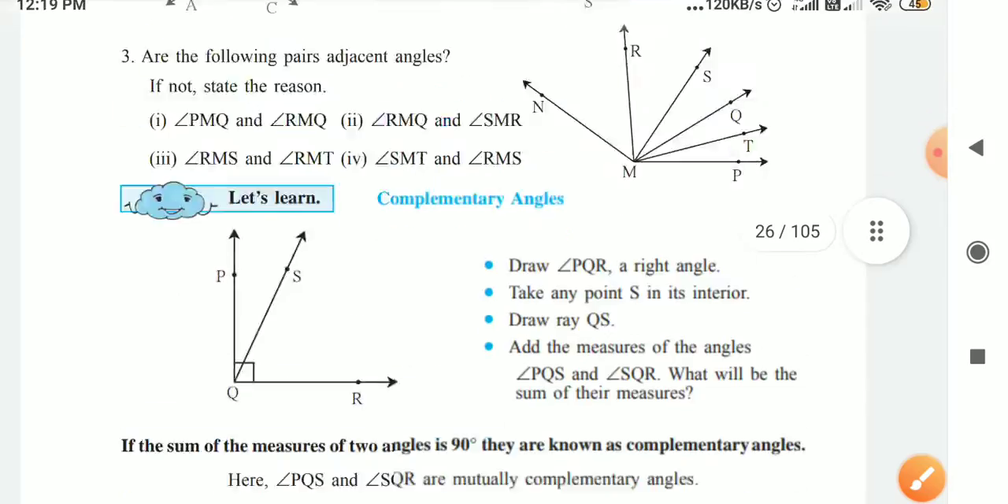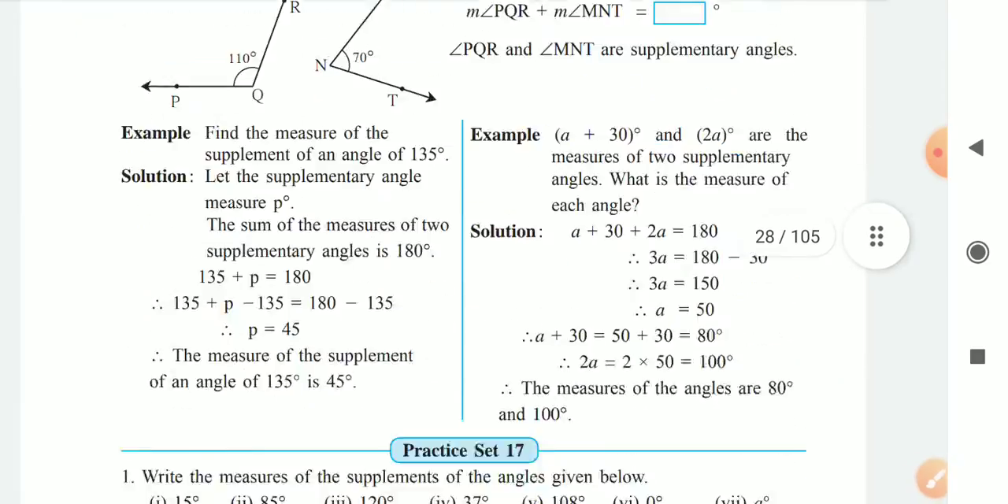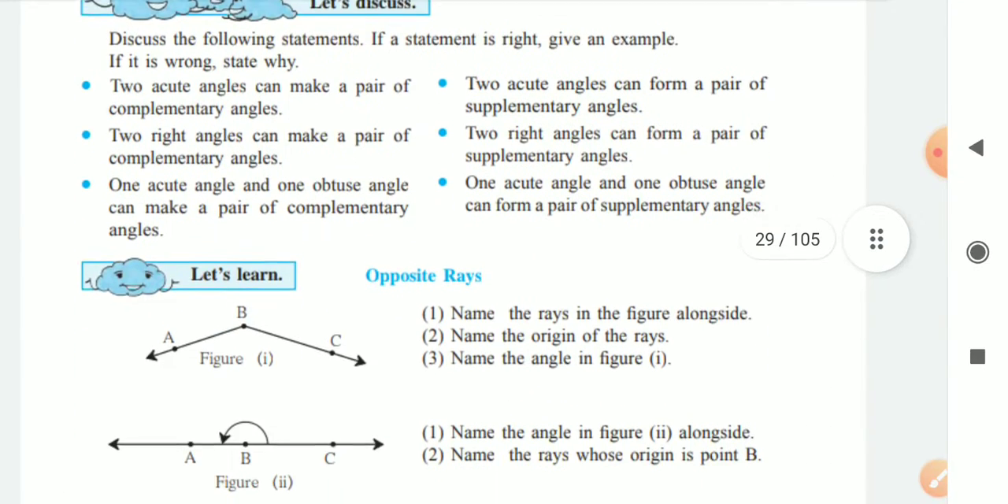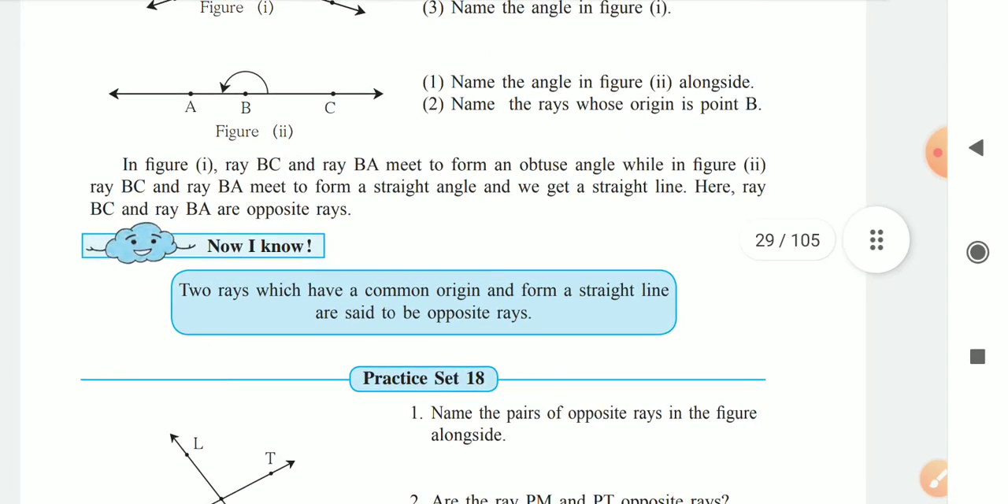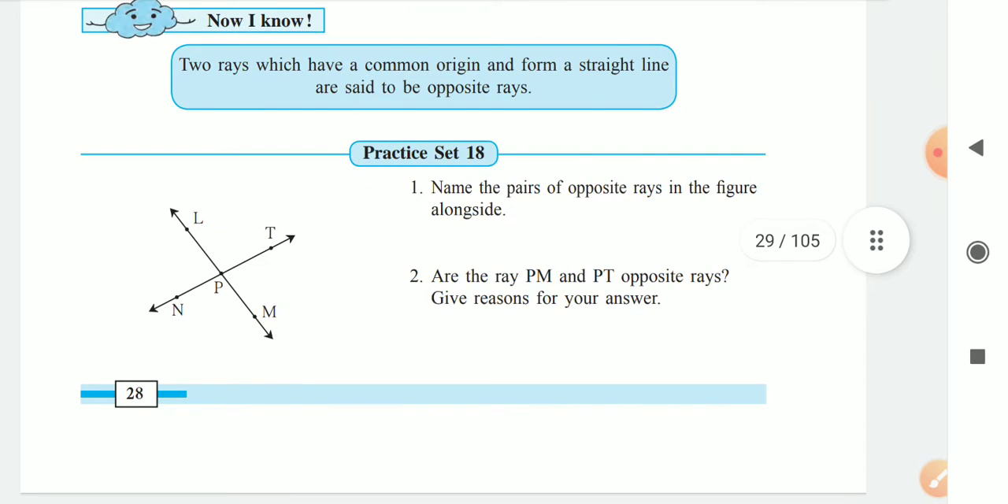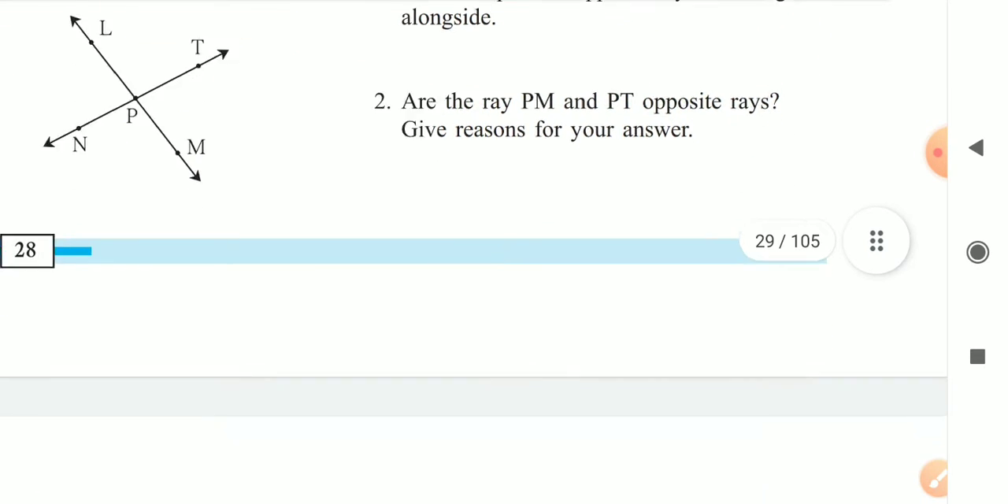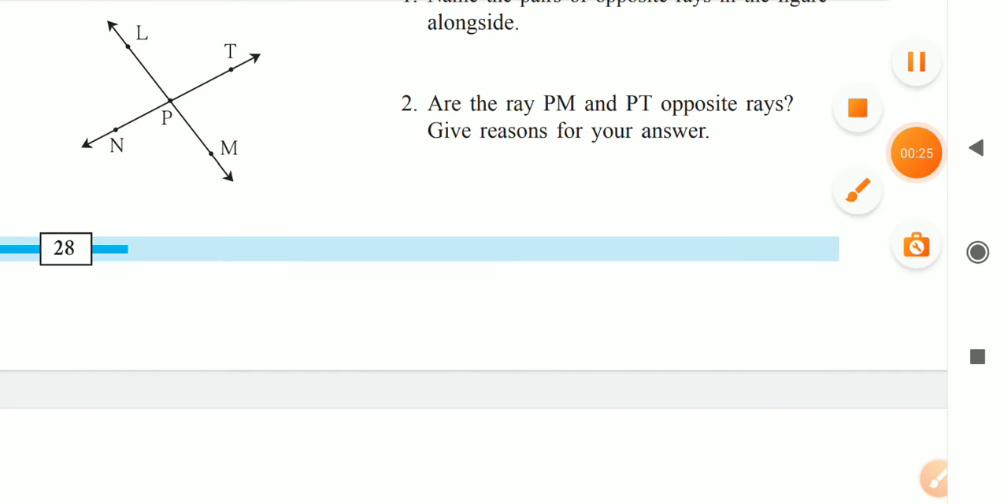Inside this, complementary and supplementary angles we had seen already. Practice set number 17 I told you, and in the last lecture we saw the opposite ray. Practice set number 18 also I told you how to solve. After this practice set, you just recall the property that I have taught you.